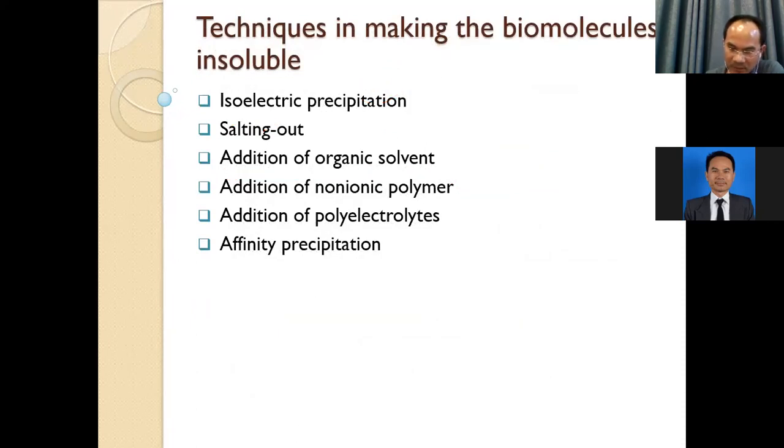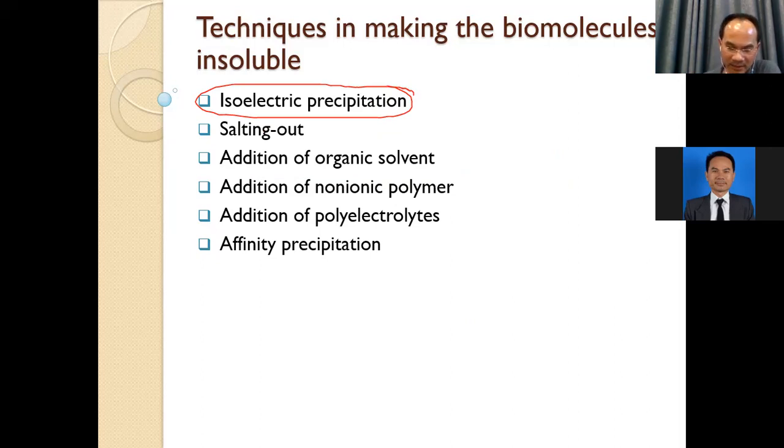Okay, now I will talk to you about the techniques to make a biomolecule insoluble, or to precipitate protein out of the solution. The first technique we call isoelectric precipitation, which I talked to you about already. We operate at pH equal to pI. At this pH, the solubility of the protein is minimal, and the net charge is 0.